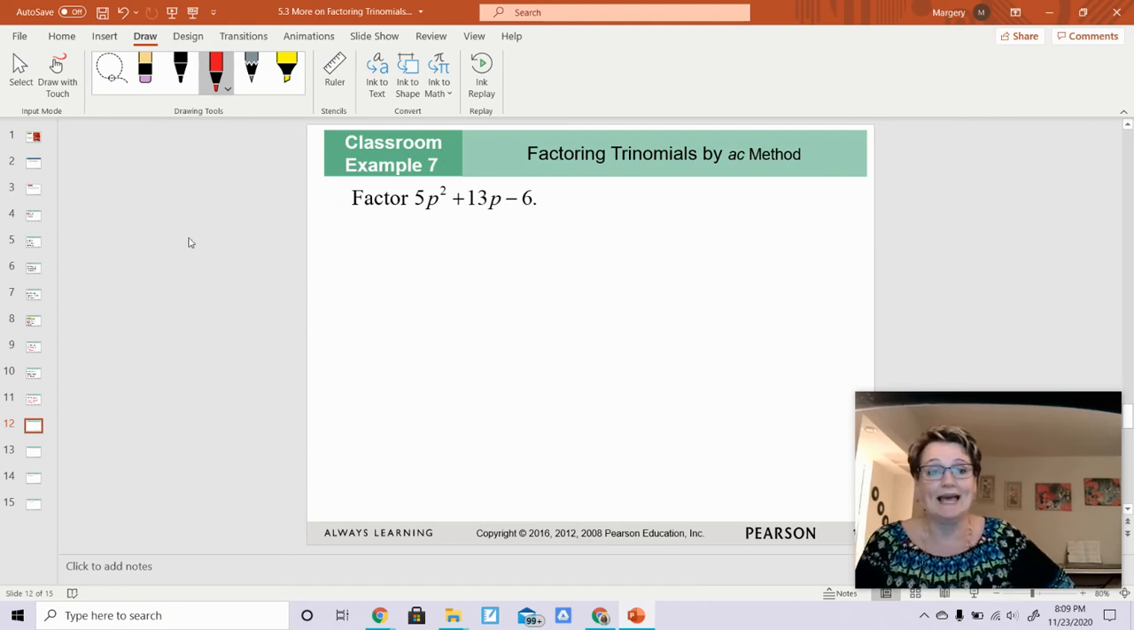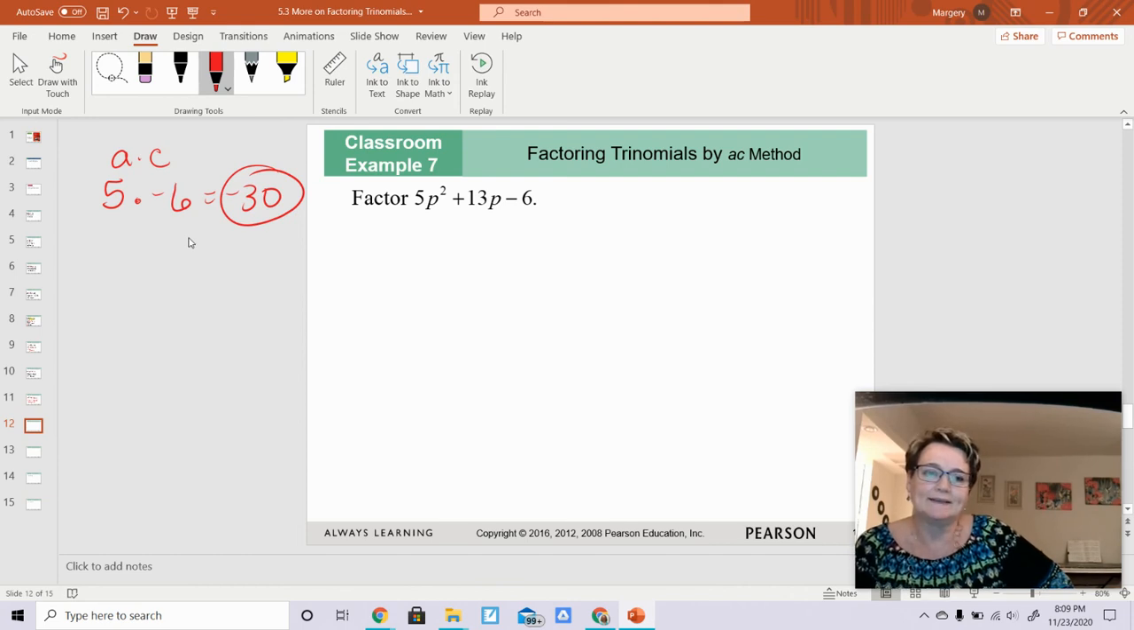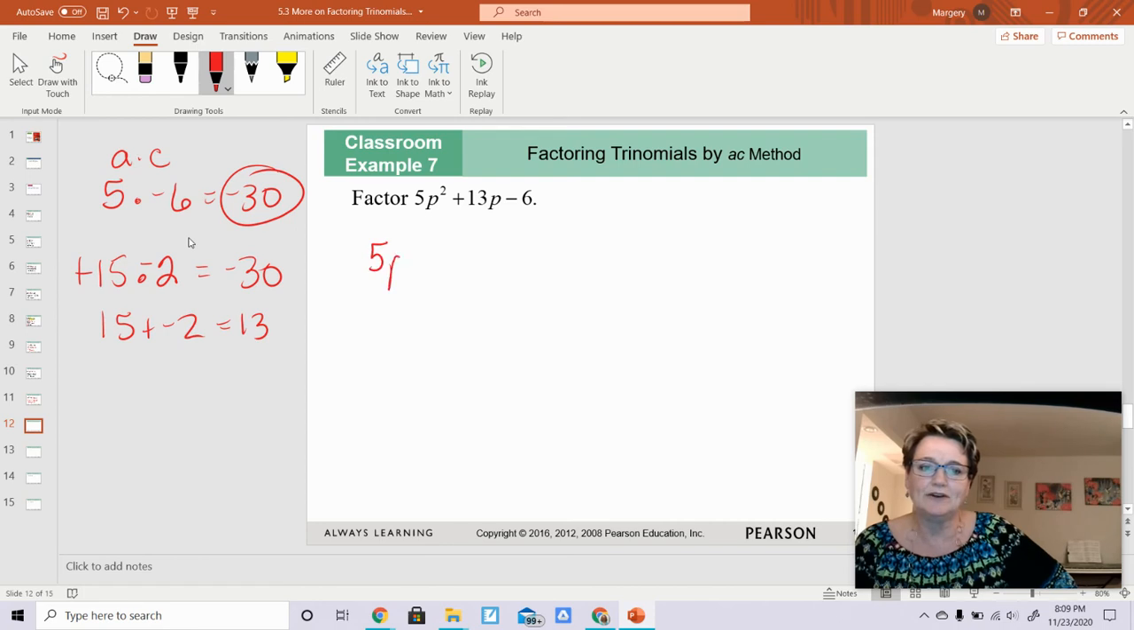This one here, once again, my AC method, they don't share anything. So it's just going to be 5 times negative 6, which gives you negative 30. That's your targeted number. I know that a positive 15 times a negative 2 is a negative 30. Positive 15 plus a negative 2 is 13, and that's your middle term. So you're going to write down your first term. You're going to write down your last term. You're going to put a plus sign. Now, I don't care which one you write. I'm just going to put the 15p here, and I'm going to put the negative 2p here.